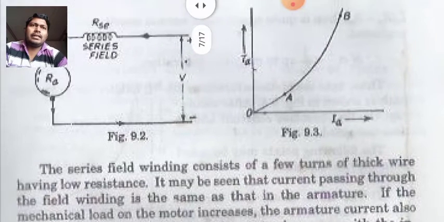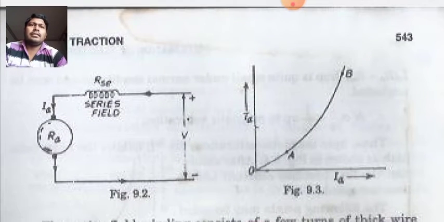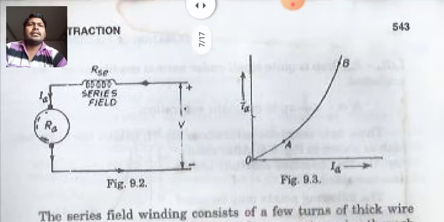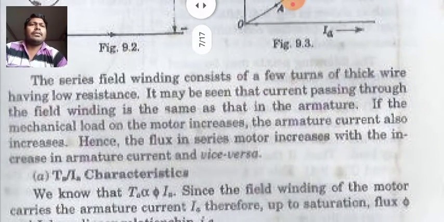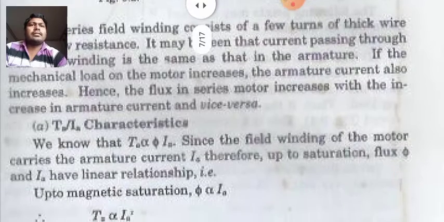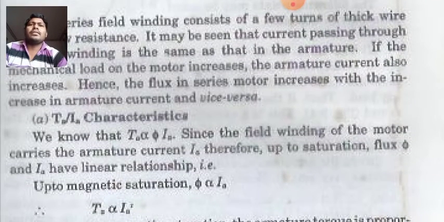Now, from the diagram, it is evident that with the increase in the load, the armature current will increase. If the armature current increases, then the field flux will increase. Now, if the field flux increases, then what will happen? The torque produced will also increase. Hence, the flux of the motor also increases with the increase in armature current, and vice versa.